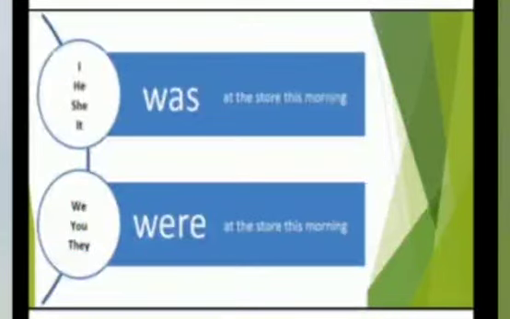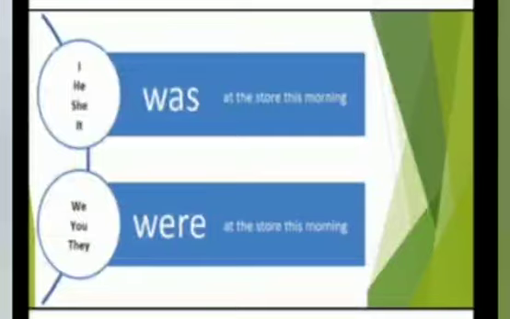Now let's understand this again with this table. I, he, she, it. Let's read it. I was at the store this morning. He was at the store this morning. She was at the store this morning. It was at the store this morning. So you can again see all these singular pronouns are used with was.